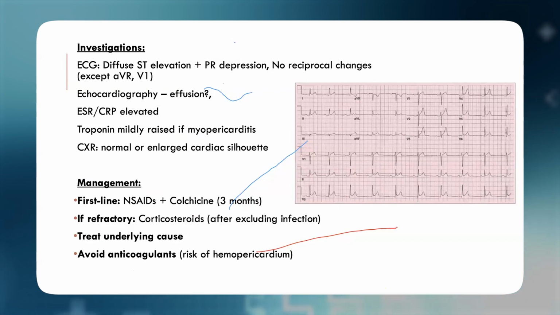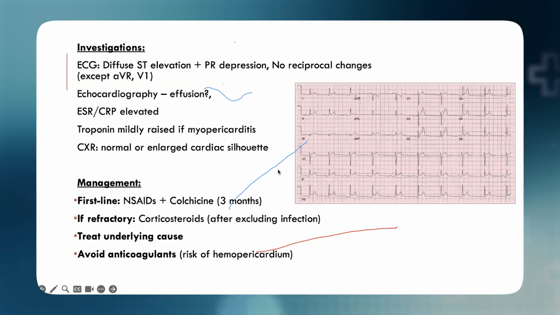ESR, CRP will be elevated. Troponin will be elevated. Only the ECG is diagnostic. The pain is very typical, and you have to rule out AMI, nothing else to do. Management, first line is NSAIDs, which can be ibuprofen or aspirin, plus colchicine. Colchicine dose is very easy, 0.5 milligram once daily for less than 70 kilos, 0.5 milligram twice daily for more than 70 kilos of weight. If refractory, corticosteroids need to be started.